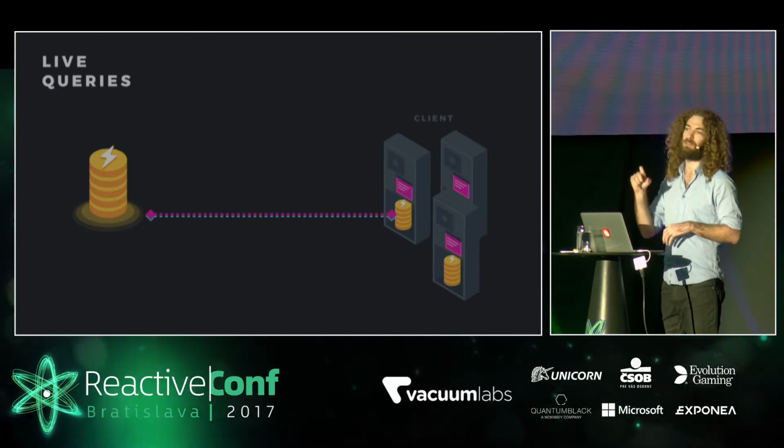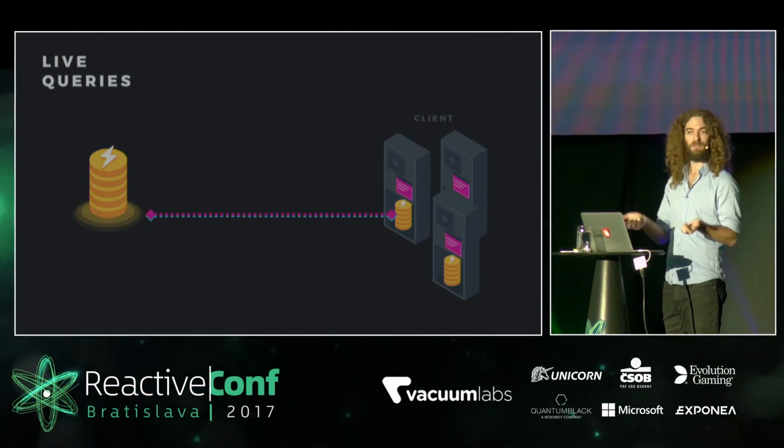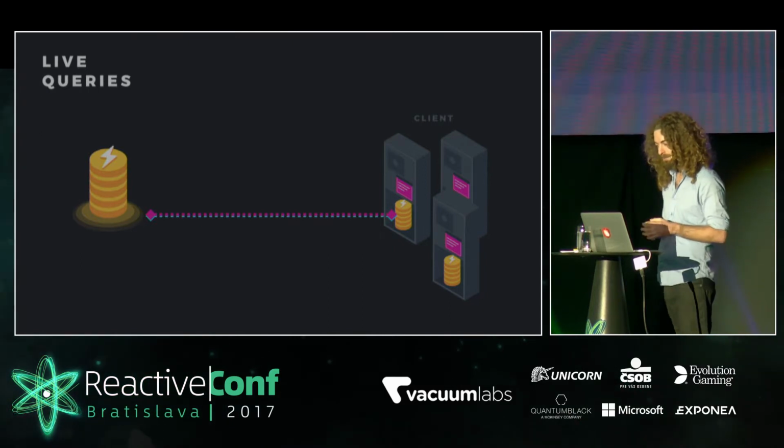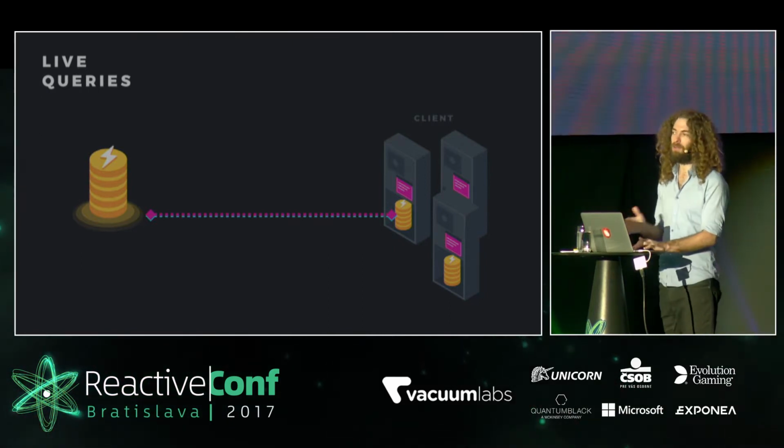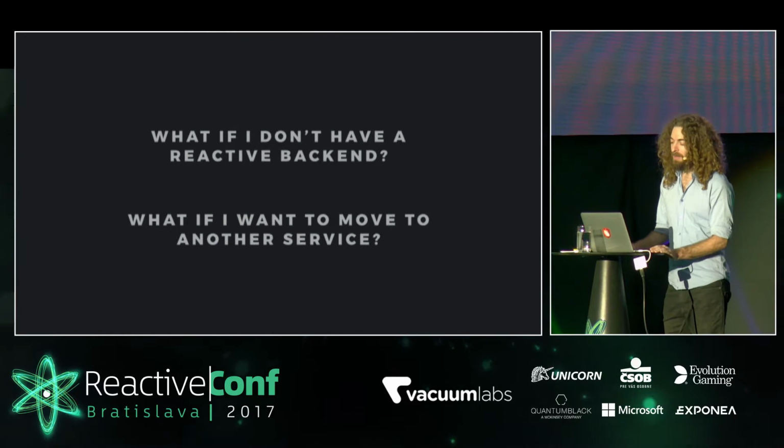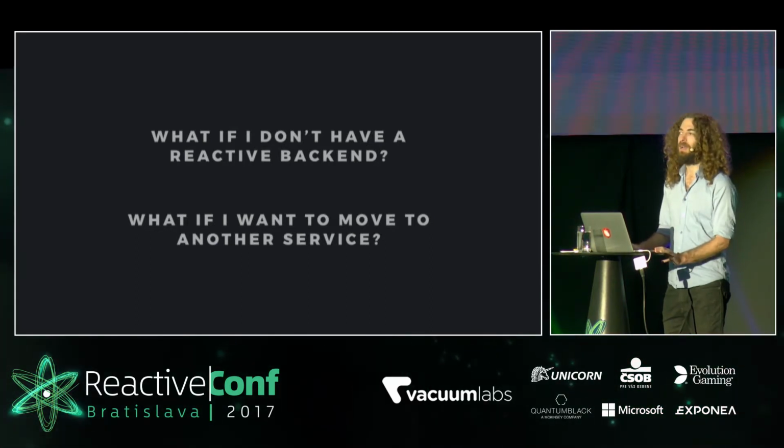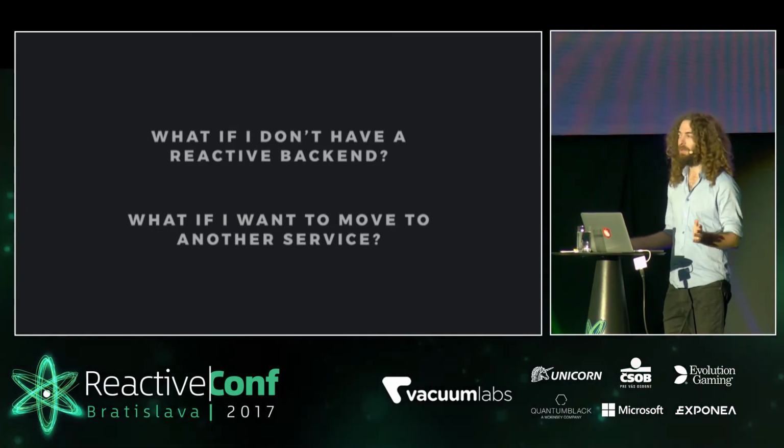Meteor basically listens to the Mongo oplog and then gives you those abilities as well. But there's a problem with all those solutions. What if I don't have a reactive backend? What if I currently have an existing app?